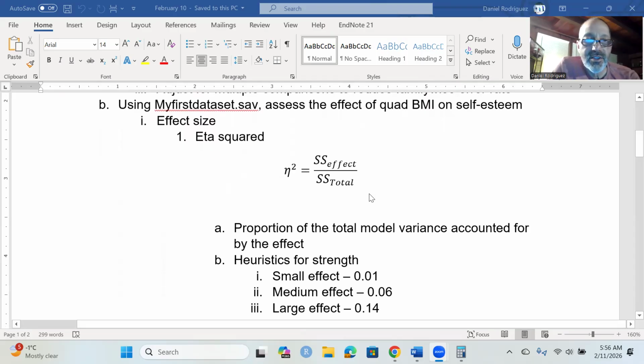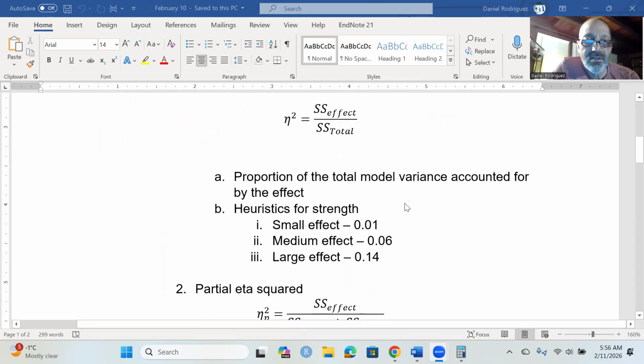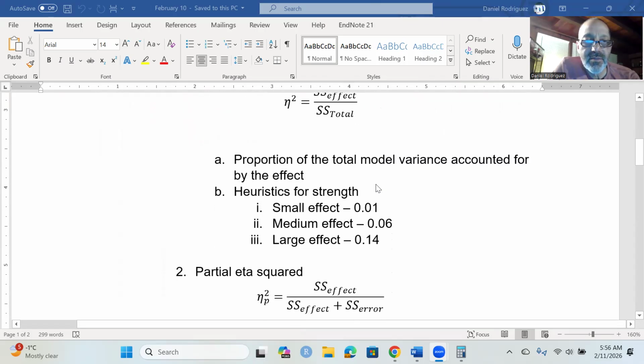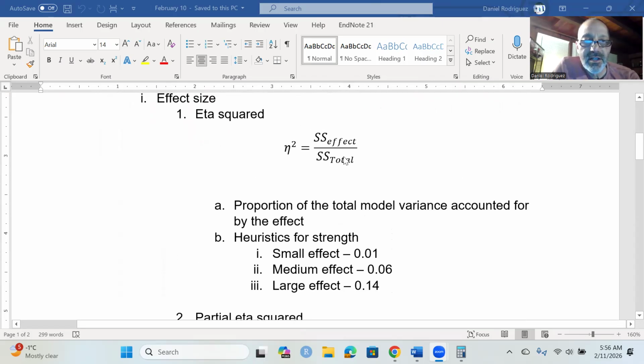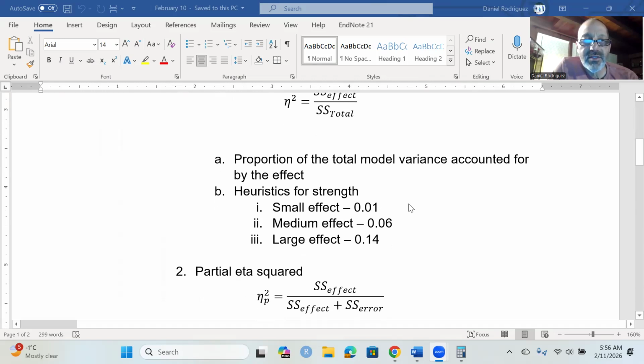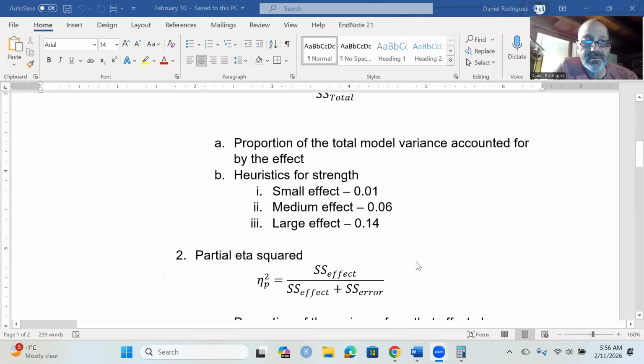So the ones that we use for ANOVA or ANCOVA are eta squared and partial eta squared. Eta squared is the proportion of the total variance accounted for by the effect. So you can see that the sum of squares attributable to the effect, like the effect of the independent variable, is divided by the total sum of squares. So that's a proportion there. And we have heuristics for strength. Small effect is around 0.01, medium effect is above 0.06, and then large effect is anything that's 0.14 or greater.